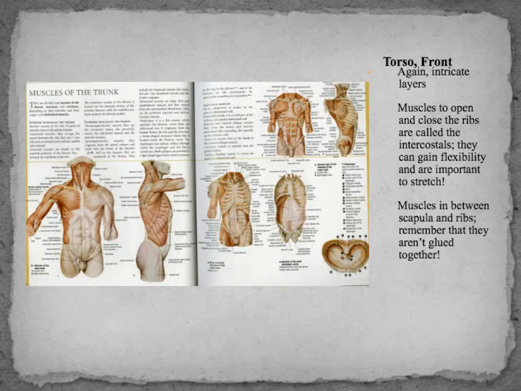And then the torso from the front. Again, look at these muscles that we have in between the ribs. They are called intercostals. And a lot of times we don't necessarily think of these as being flexible muscles because they are very short. They go up and down, like if here's a rib and here's a rib, the intercostals go up and down like this. But they can be stretched. They can gain flexibility. So when you're stretching, getting ready for a show as part of your warm-up, you want to make sure that you are doing something that is going to stretch out those intercostals, okay? And then also notice that there are muscles that go in between the scapula and the ribs. They are not glued together.